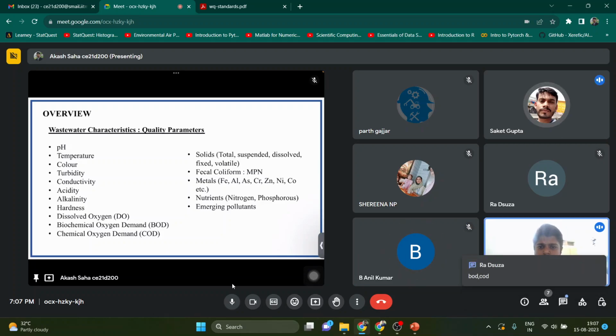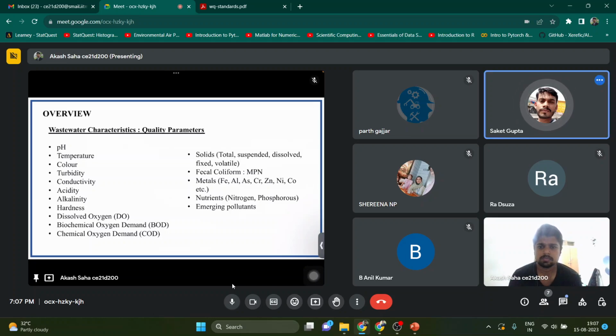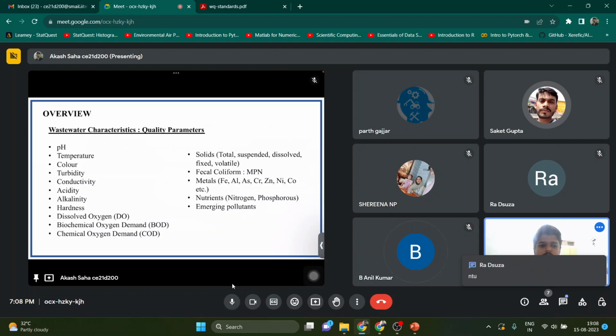BOD. Okay. Fecal coliform, yes, exactly. Fecal coliform is a biological parameter. Okay. Nutrients. And what about physical parameters? Name some physical parameters. pH, temperature, color. Okay. Turbidity. Can someone tell me the unit for turbidity? NTU. Okay. What is the full form of NTU? Nephelometric turbidity unit. Yes, exactly.